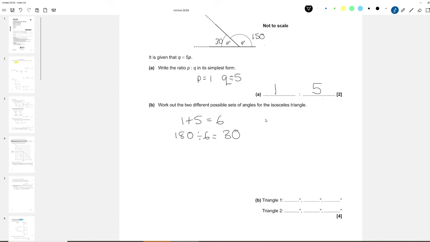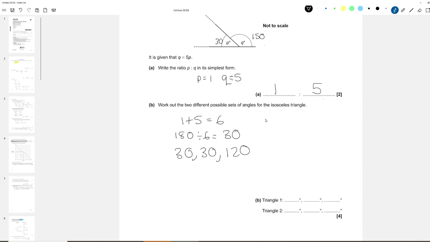Now, I know it's an isosceles triangle, so there are different things that could be the same. So isosceles means that it's got two base angles the same. So it could be 30, 30, and so that would make the other angle, because angles in a triangle add up to 180, would be 120. So that's one answer.